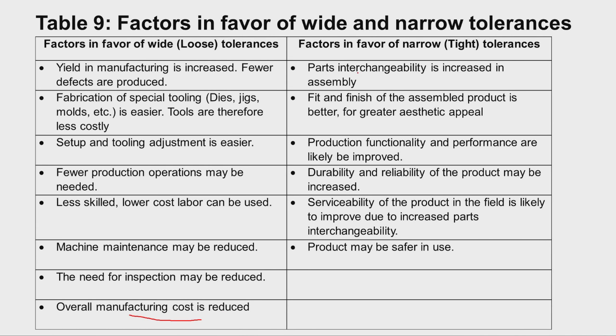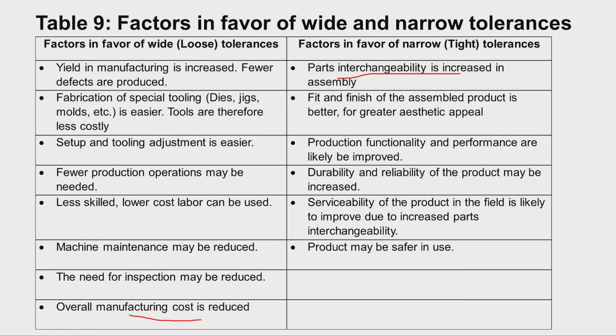And what are the conditions favoring tight tolerances? When we provide appropriate tight tolerances, the part interchangeability in assembly is increased. That means we can randomly select the mating parts, and we can easily assemble, which may not be possible if the tolerances are very, very loose. And then the fit and finish of the assembled product will be better, and the aesthetic appeal will also be better if we have tight tolerances.